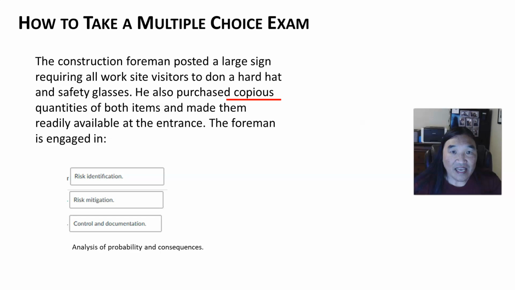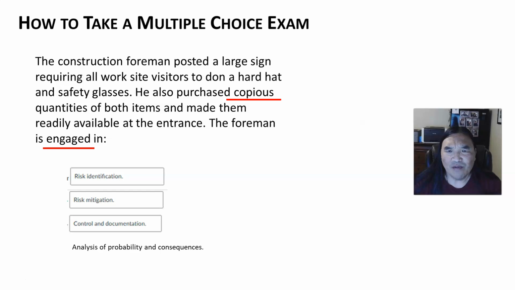The key thing is he bought a lot of these things. And what is he engaged in? Well, this is where you look bottoms up and you see it's a risk question. So, is he IDing risk? Is he mitigating risk? Is he controlling, documenting something? Or is he looking at probability and consequences? You go by the information in the question. And so he's not IDing risk because it doesn't say anything about him pointing something out.